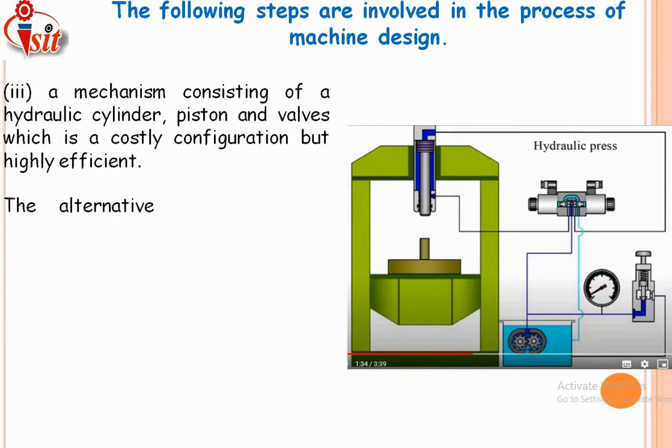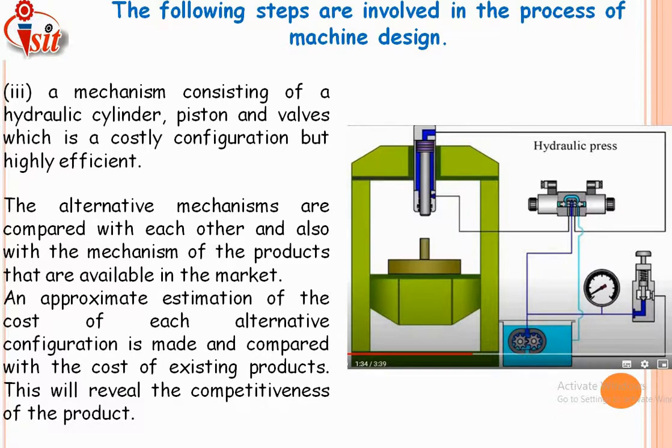Take another example of mechanism. A mechanism consisting of a hydraulic cylinder. Now this is the hydraulic cylinder mechanism consisting of a hydraulic cylinder, piston and valves, which is a costly configuration but highly efficient. Though this is a complicated mechanism, it will give highly efficient results.